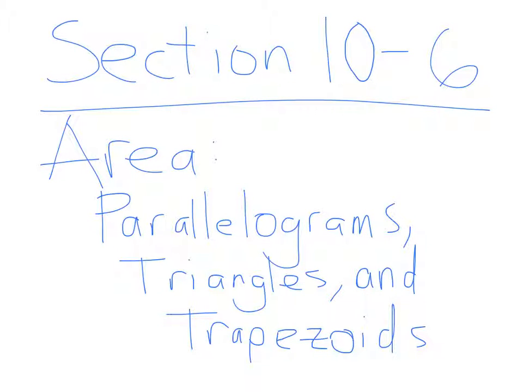Alright, this is section 10-6. This is on area of parallelograms, triangles, and trapezoids. So we're going to find the area of some different shapes. So I'm going to start with example number 1.